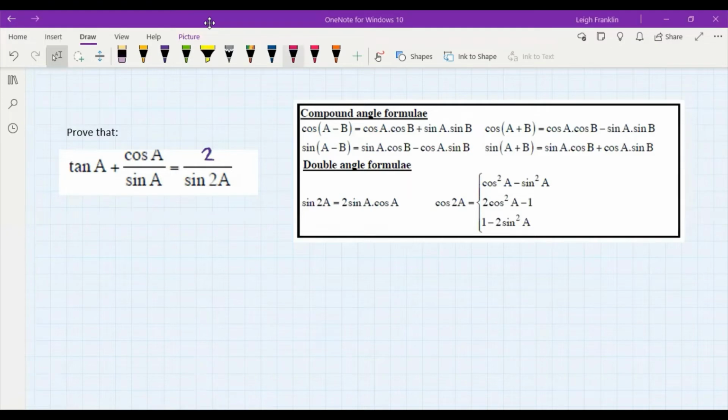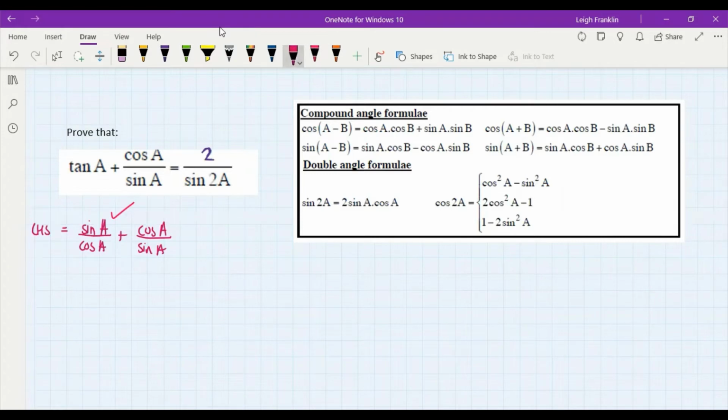When you work with the left-hand side, what we would have done is we would have written left-hand side equals, and we would have used the tan identity to write tan A as sine A over cos A. If you wrote tan A as sine A over cos A, you can give yourself 1 mark, because you would get a mark for every time you use an identity. So there would be 1 mark awarded over there.